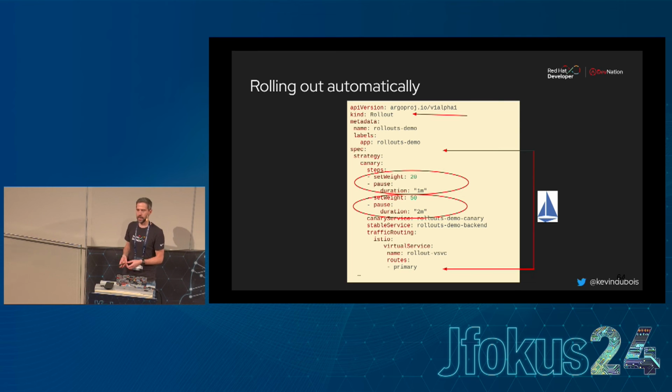So in this case, what's going to happen is I'm going to say, I want to roll out this new version and send 20% of my traffic to this new version. And then pause for 1 minute, and then we can check and make sure everything is going well. And if so, then it's going to just keep rolling out, and then to 50%, and so on, until, of course, you're at 100%, and then our rollout is good.